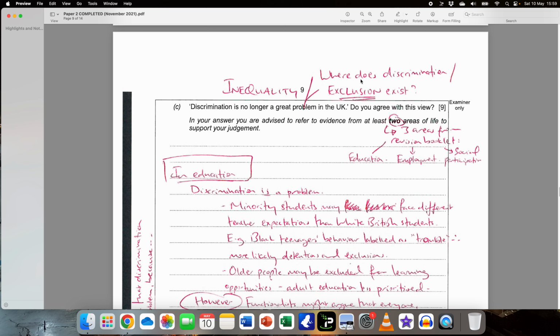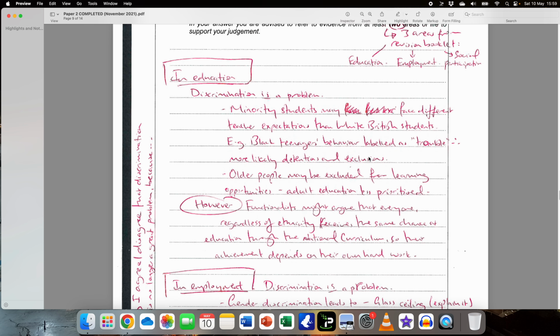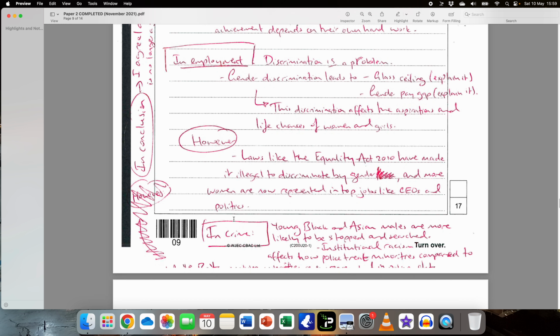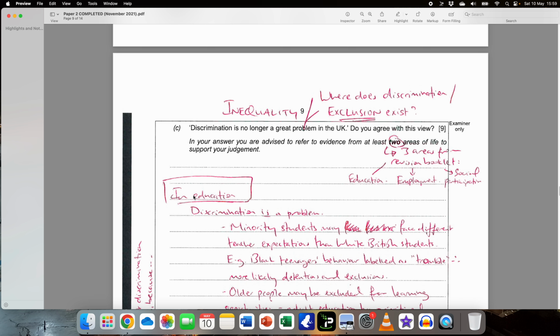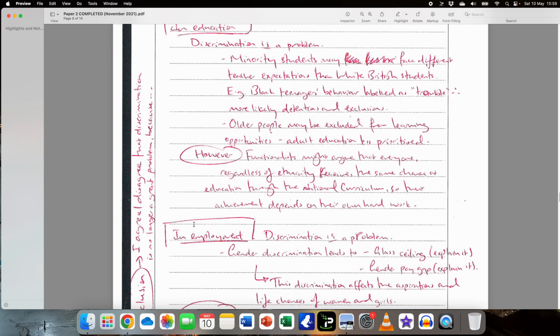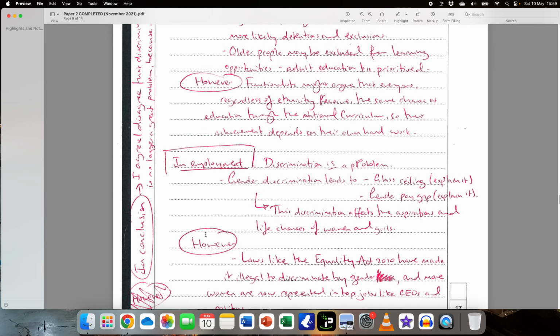So discrimination, where does it exist? In this case, where does inequality and exclusion exist? Because discrimination is treating someone differently because of who they are. That's inequality and that's exclusion. You need to give 2 areas of life. So in this case, I'm going to give education, I'm going to give employment, and I'm going to give crime. So discrimination exists in education, in employment, and in crime. So let's look at how.